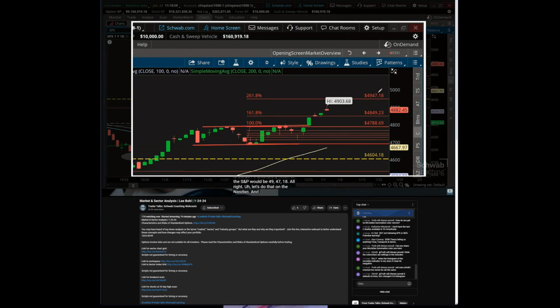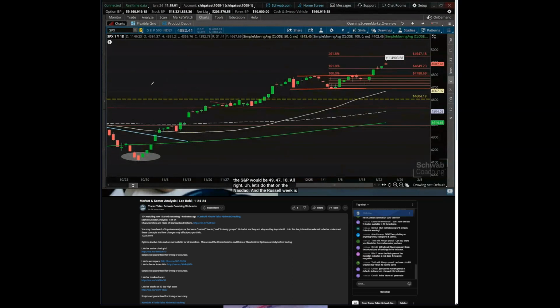Let's do that on the NASDAQ. And the Russell is not really doing it for us. Let's just look at the NASDAQ, though. Look at the NASDAQ 100.